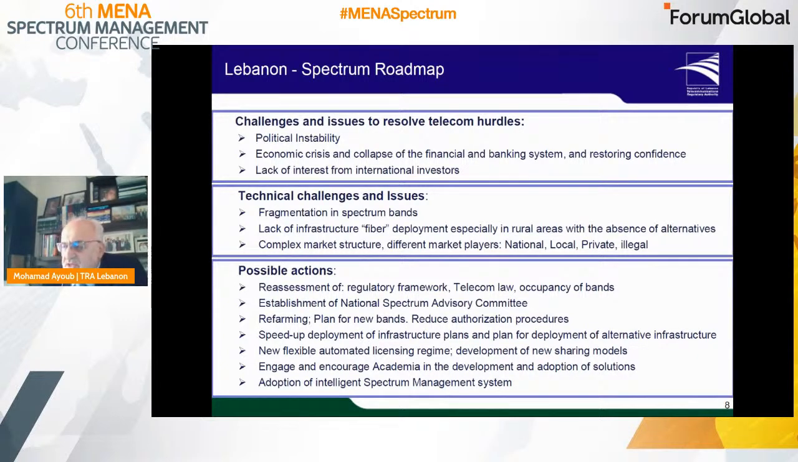complex market structure. Possible actions that we need to take: reassessment of the regulatory framework and telecom law, occupancy of bands, establishment of a national spectrum advisory committee, a refarming plan for new bands, reduced authorization procedures to speed up deployment, a new flexible automated licensing regime, engaging and encouraging academia in the development and adoption of solutions, and adoption of an intelligent new spectrum management system. Next, last slide.